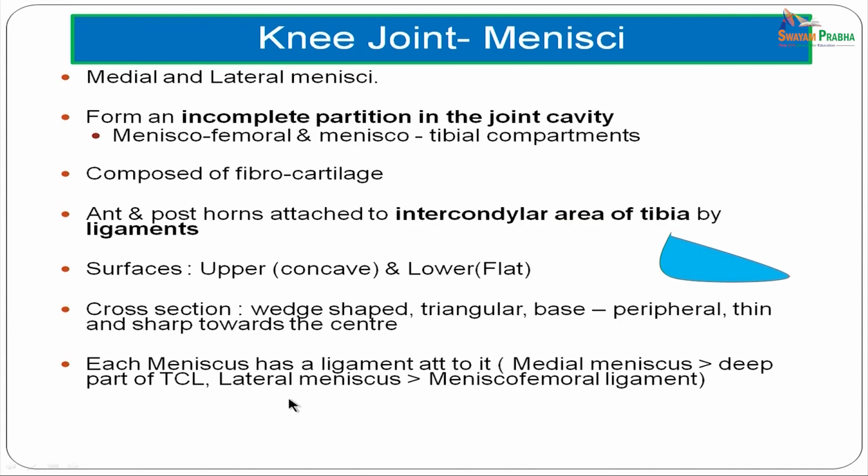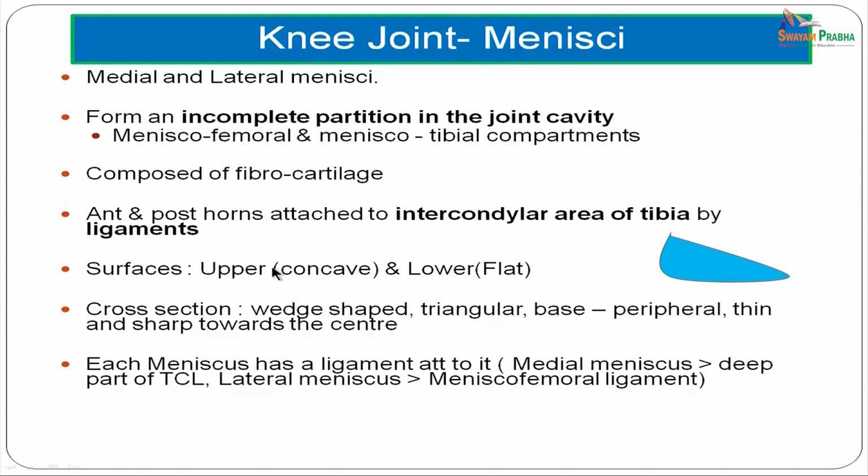So, we will just review what we have just now learnt. There are two menisci, a medial meniscus and a lateral meniscus. The menisci form an incomplete partition in the joint cavity and divide the joint cavity into menisco-femoral and menisco-tibial compartments. The menisci are made up of fibrocartilage. Anterior and posterior horns of the menisci are attached to the intercondylar area of the tibia by ligaments.